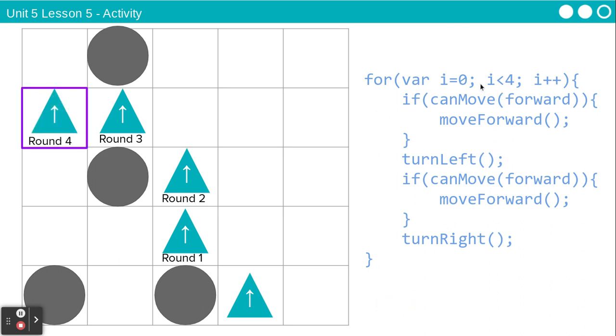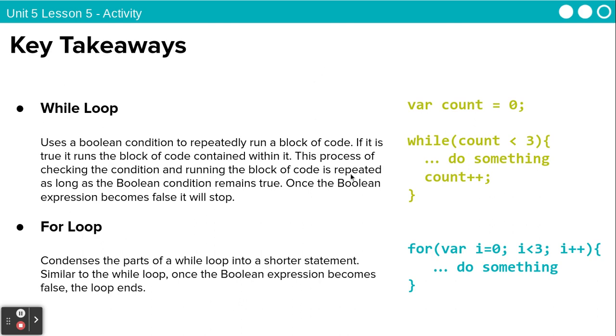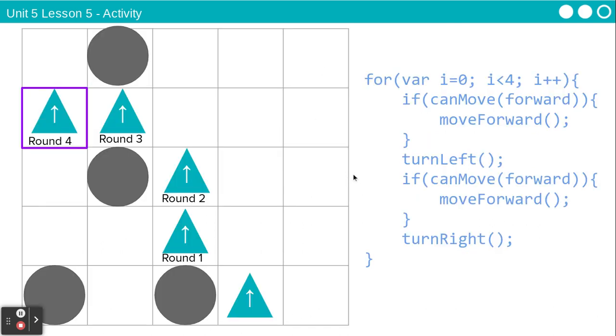And we went another time just because we were going till your steps were less than 4. So with this, again, we couldn't move forward, so we just turned left. And then we could move forward, so we moved forward and turned right. So basically, you can skip certain parts of those based on what you're working with.